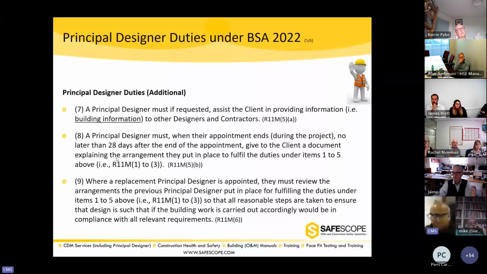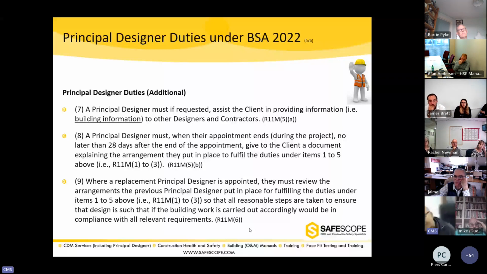So point number 9, where a replacement principal designer is appointed, they must review the arrangements the previous principal designer put in place for fulfilling those duties, so that reasonable steps are taken at that point to ensure the design is compliant with all relevant requirements. If someone didn't do their job properly, a principal designer could leave a mess for the next principal designer to come into the process and retrospectively go back through the whole thing to ensure that all relevant requirements are complied with.